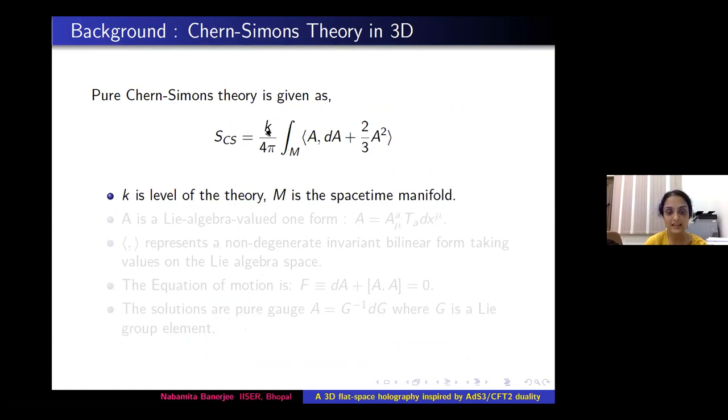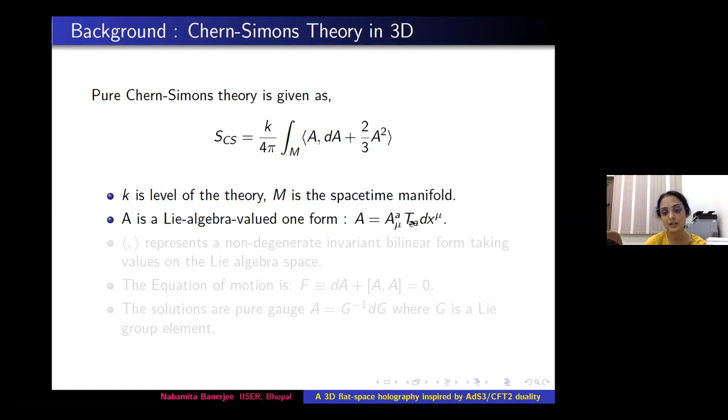Okay. This k is known as the level of the theory, and classically, if we are working at the classical level, this is just a constant. We have no constraint on it classically. M, so this is 4π, we know this. M is a space-time manifold. So for us, it's a three-dimensional space-time manifold. A, appearing here, is a Lie algebra valued one form.